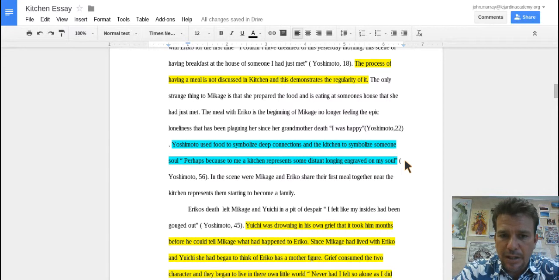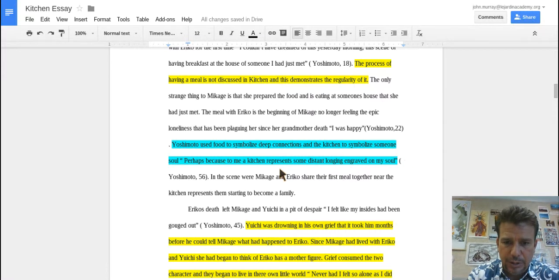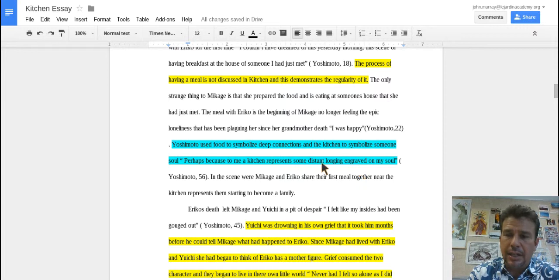That's a great observation. Aside from the grammatical issues, I think the nuance here, the subtlety that we really want to pull out, is that it's a longing, a desire that's engraved on Mikage's soul, rather than a symbol of it, if that makes sense. I don't know if you want to pursue that further, but it's certainly a great quote that I think could serve as more of a thesis statement or a theme statement for where you're going with this paper.